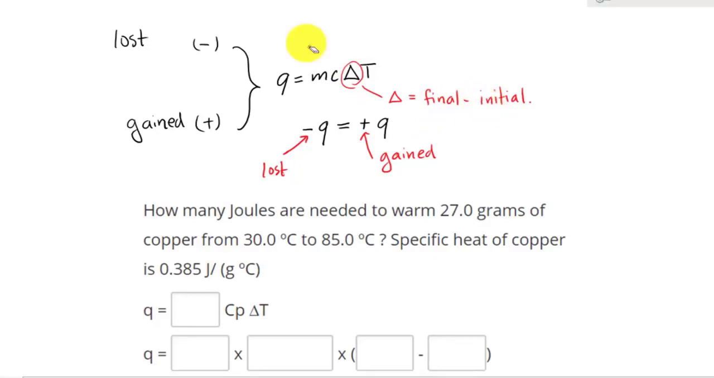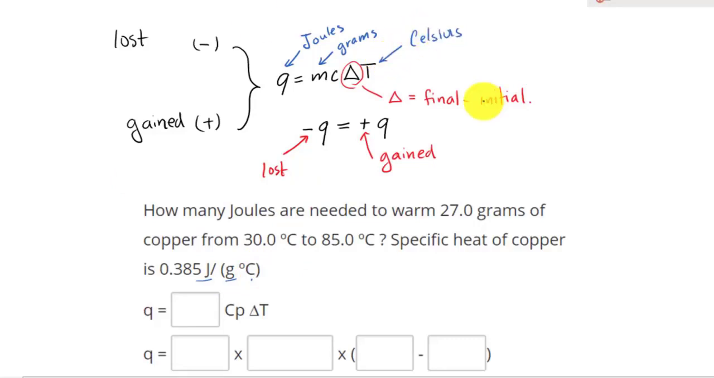In order to use this equation, we need to know the unit for each of the variables. Q is heat, and heat is measured in joules. M is your mass, which is in grams. And C is your specific heat capacity, which is joules over grams times Celsius. So therefore, this T right here must be in Celsius.